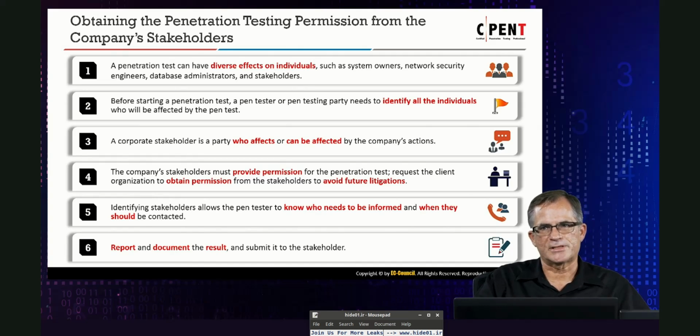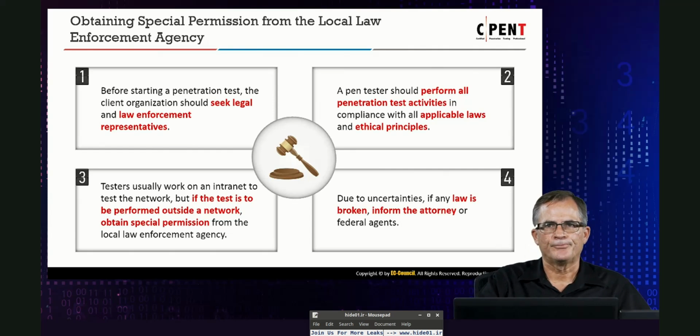Penetration testing permission from the stakeholders. Remember, we have to get written authorization. There's always a chance that something could crash when we're doing a penetration test. Make sure they understand that. Identify the individuals who might be affected by a penetration test: our stakeholders, who affect or can be affected. Make sure we get permission. Obtain permission from stakeholders and avoid future litigation. That's how we do it, by getting permission. Make sure we know who needs to be informed and when they should be contacted, and report and document the results. That's all part of requirements from the company's stakeholders.